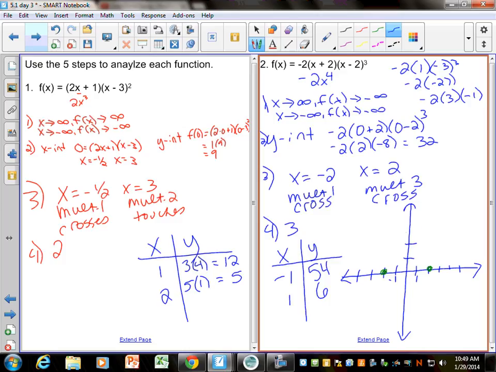So 10, 20, 30, 40, 50, 60. And label something there, right? Negative 10, 20, 30, 40. So at 0, I know it's up here at 32, which is right here. At negative 1, it's at 54. 10, 20, 30, 40, 54. And at positive 1, it's at 6, which I'm going to say is about right there.